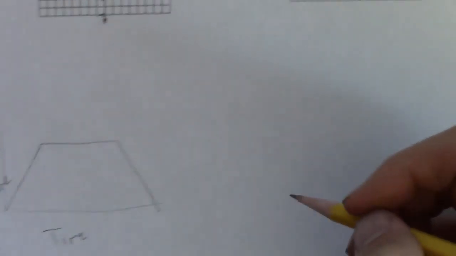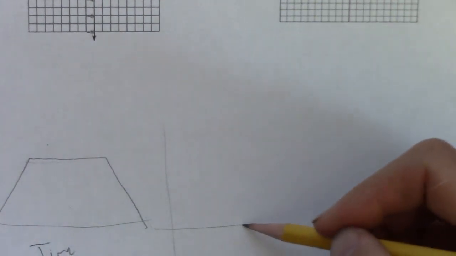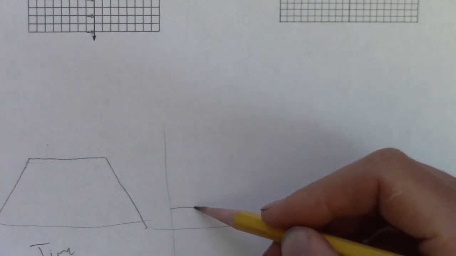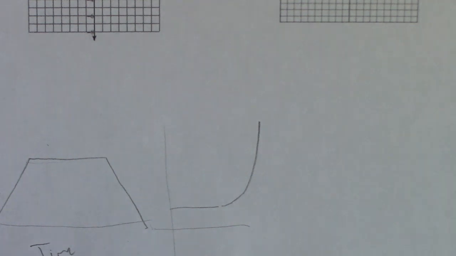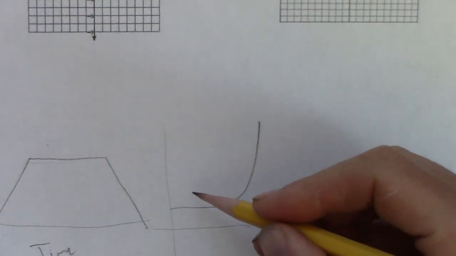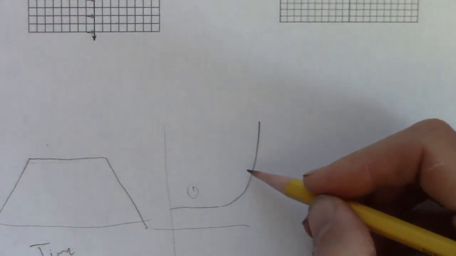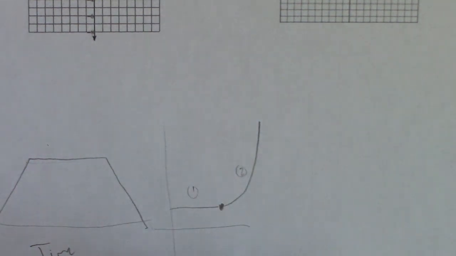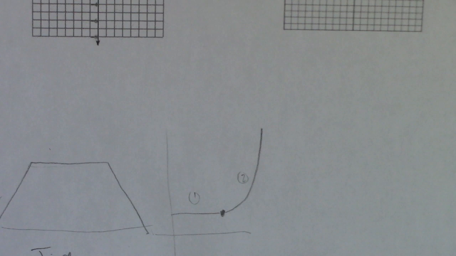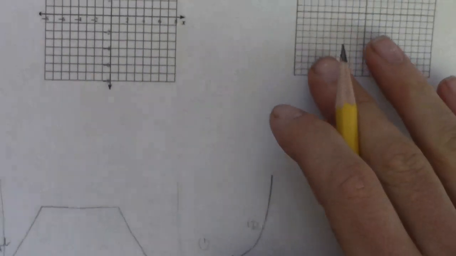You could have a situation where one part of the graph behaves in a linear fashion and then the second part of the graph behaves as an exponential curve. And you would have these two distinct pieces split at this point. That's the idea behind the piecewise graph. One function is not enough to describe the whole thing.